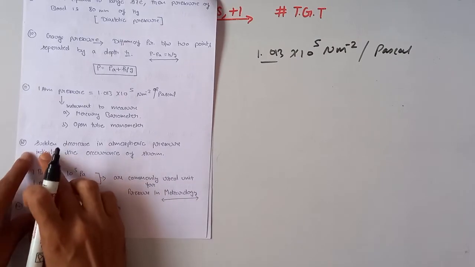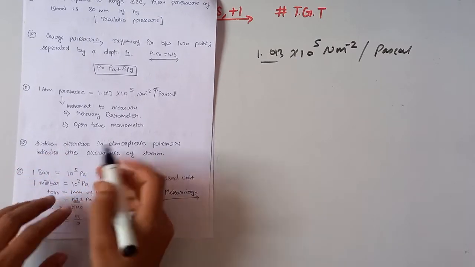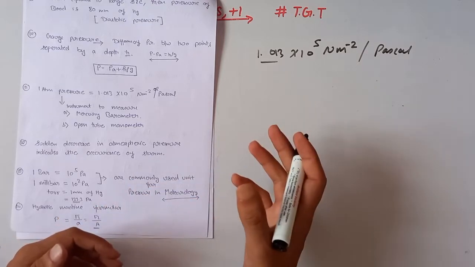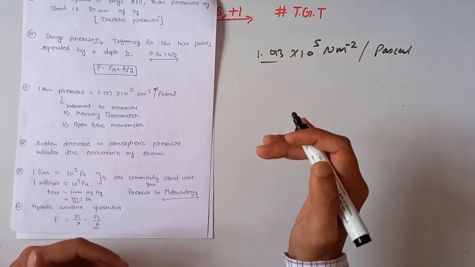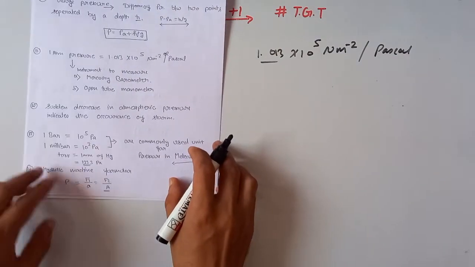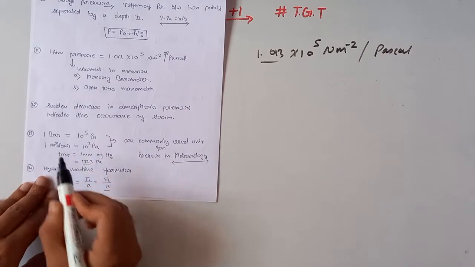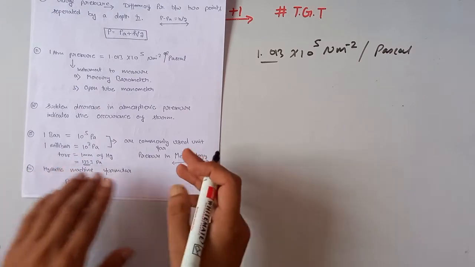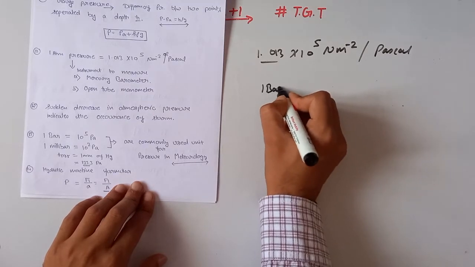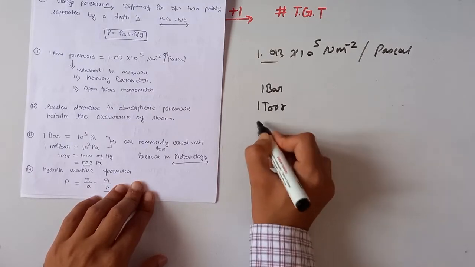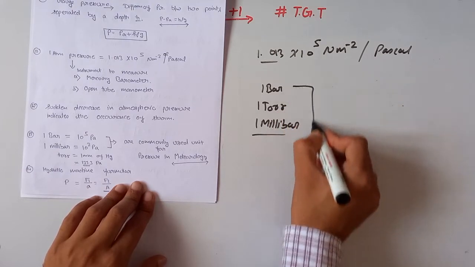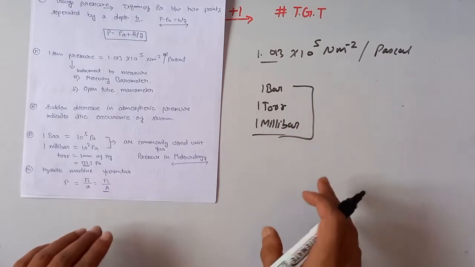Our next, 12th important key point is: sudden decrease in atmospheric pressure indicates the occurrence of a storm. And next, 1 bar, 1 millibar and 1 torr are commonly used units for pressure in meteorology. These are the common units which are used in meteorology to measure the pressure.